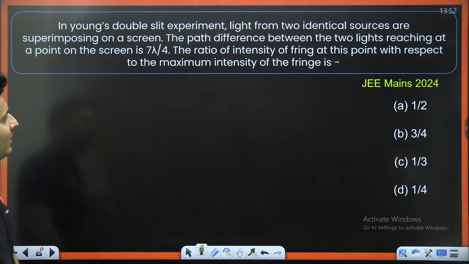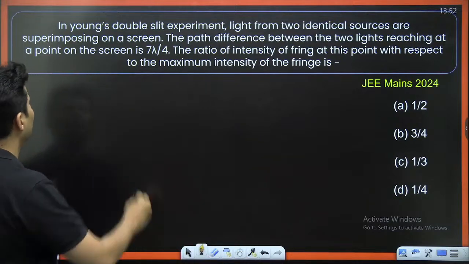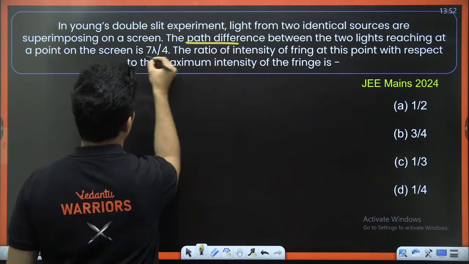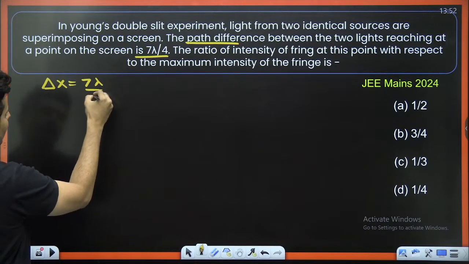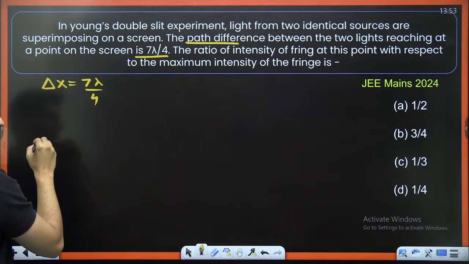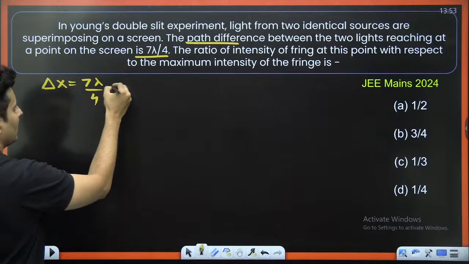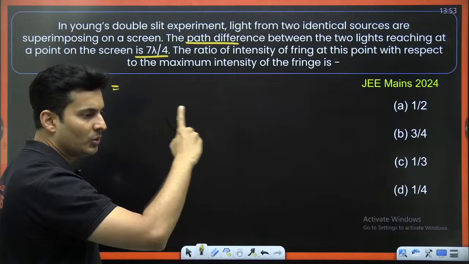YDSE setup, 2 light sources, superimposing, path difference. The path difference at this point on the screen is 7 lambda by 4. What is the ratio of the intensity of the fringe at this point with respect to the maximum intensity of the fringes? Okay, fine. At some point, the path difference is this much. That means delta x is 7 lambda by 4. Now, 7 lambda by 4 is more than one wavelength. Anyways, one wavelength corresponds to 2 pi radian.